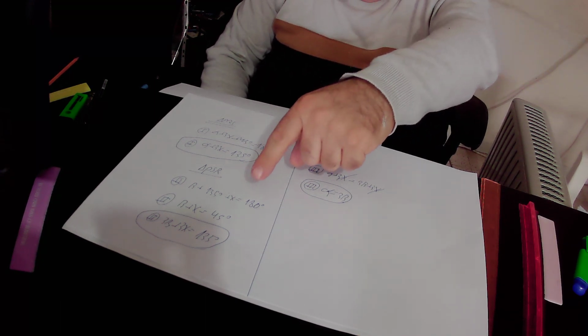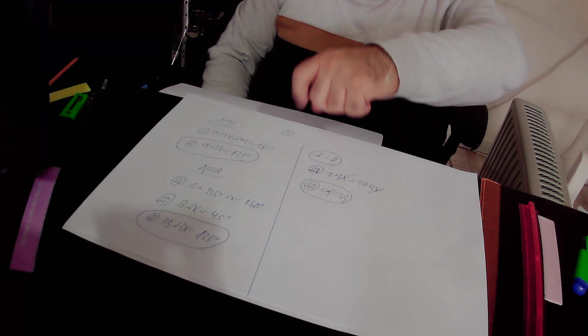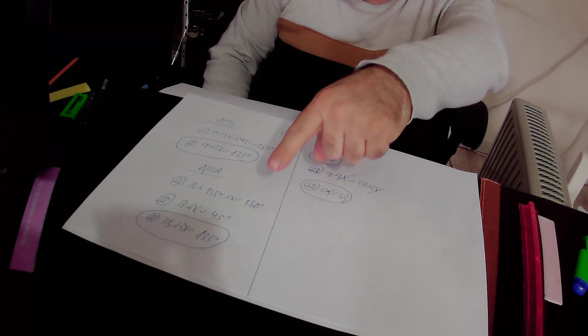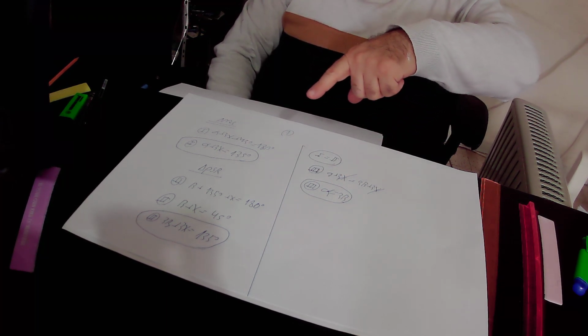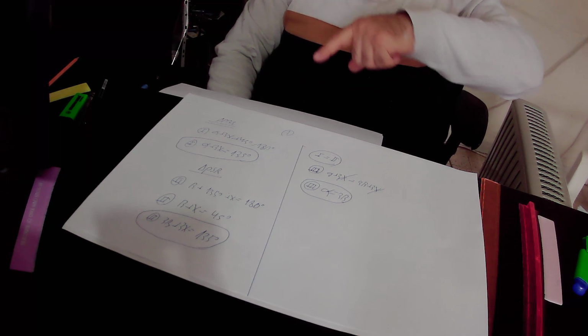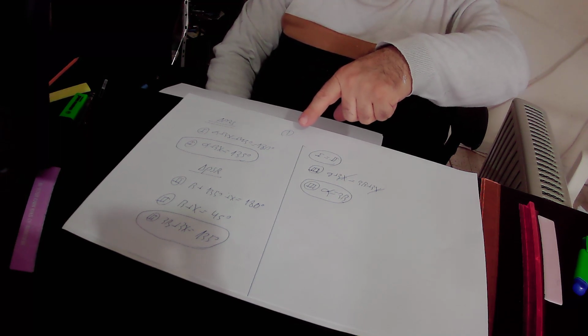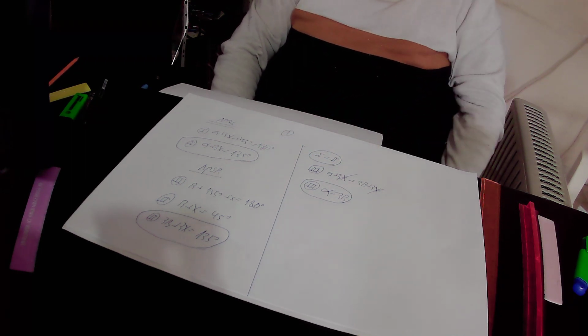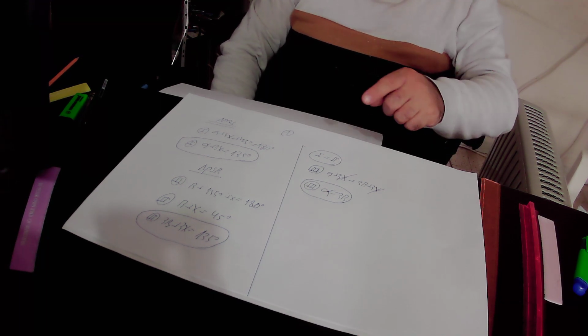Then we multiplied the equation number 2 by 3, and we got that 3 beta plus 3x equals 135 degrees. So equation number 1 has one side with 135 degrees, and equation number 2 also has one side with 135 degrees. So we can say that equation number 1 equals equation number 2.